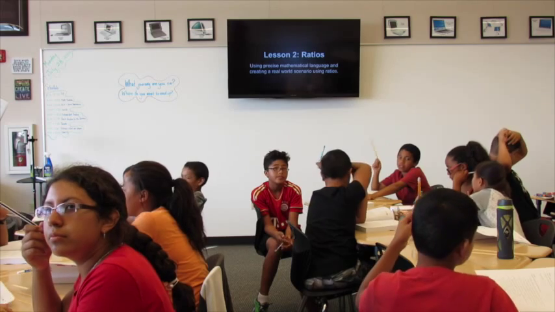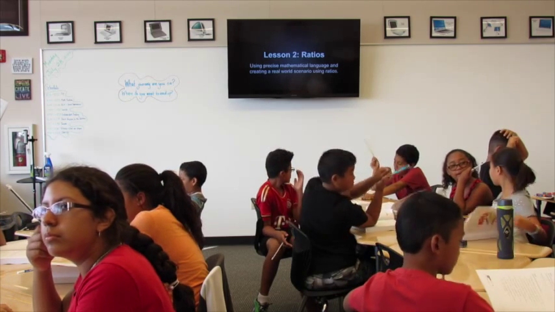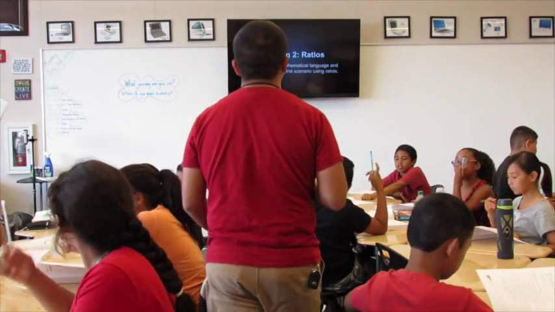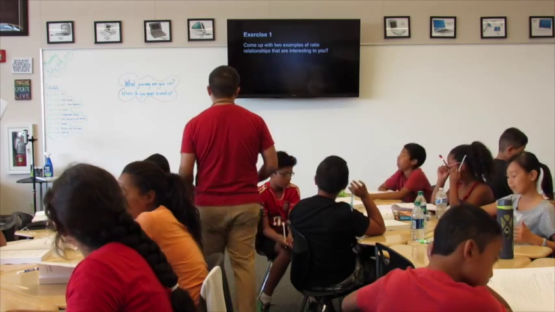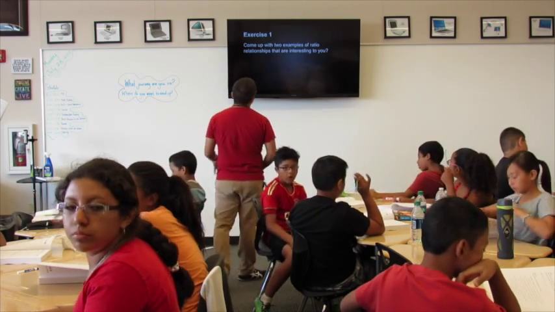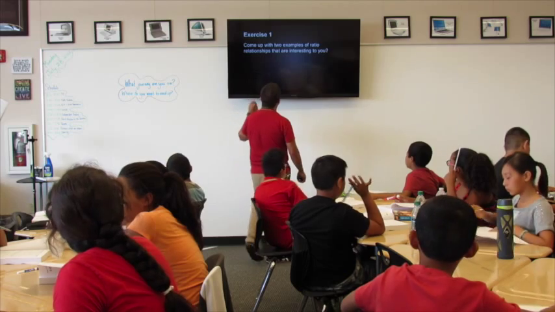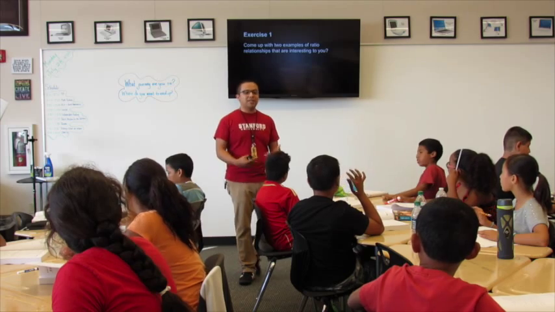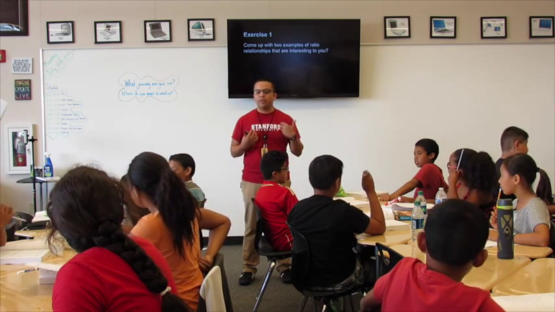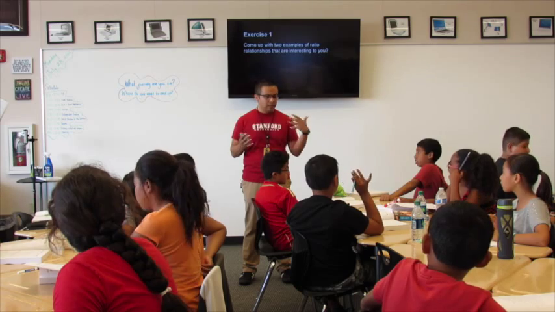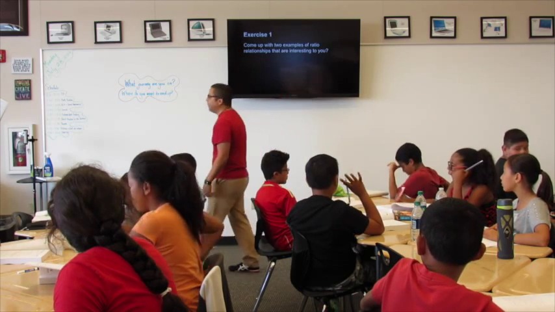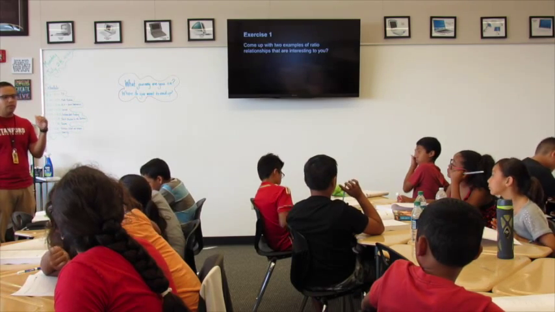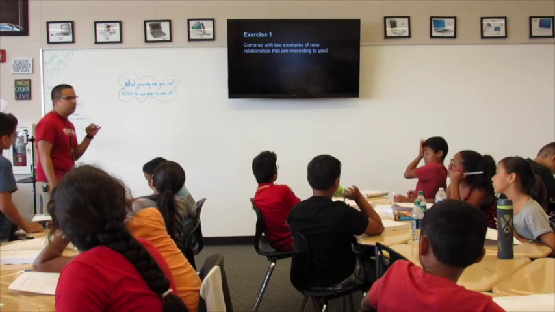All you had to do was just copy this: using precise mathematical language and creating a real-world scenario using ratios. So exercise 1. All you have to do is come up with 2 examples of ratio relationships that are interesting to you. When I ask that question, I want you to think about what we did on Friday, or how we were comparing things. Look back at your notes from Friday and see what was interesting to you as far as ratio relationships.